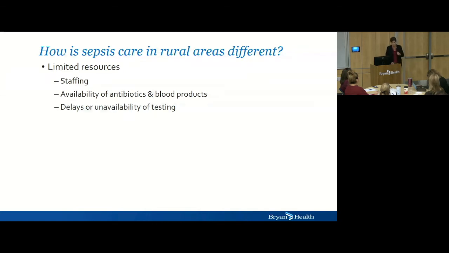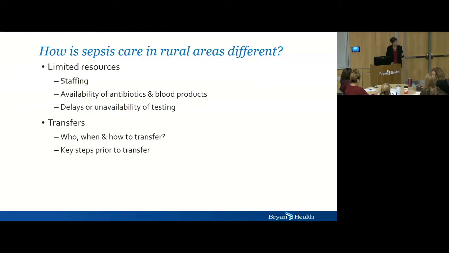A lot of times we don't have the antibiotics. Certain antibiotics are not available. They're not on formulary. They're not used very often. We don't have them available. Blood products may not be available if a patient is really in severe sepsis, septic shock. We may not have testing available, whether it be just not available at all, or maybe your machine is down. Again, I covered transfers, but that is a challenge that a lot of larger facilities don't have to face.